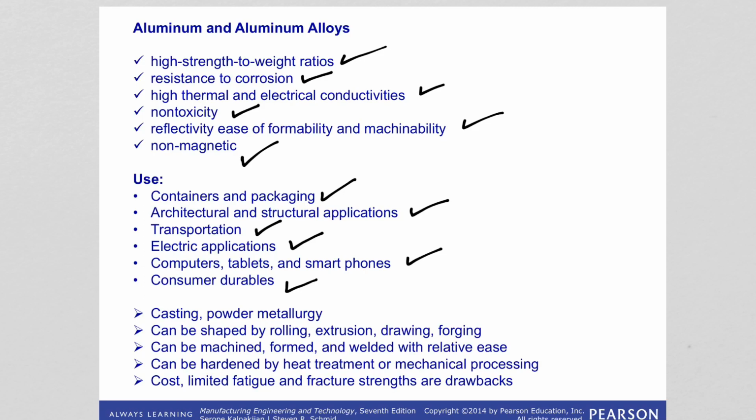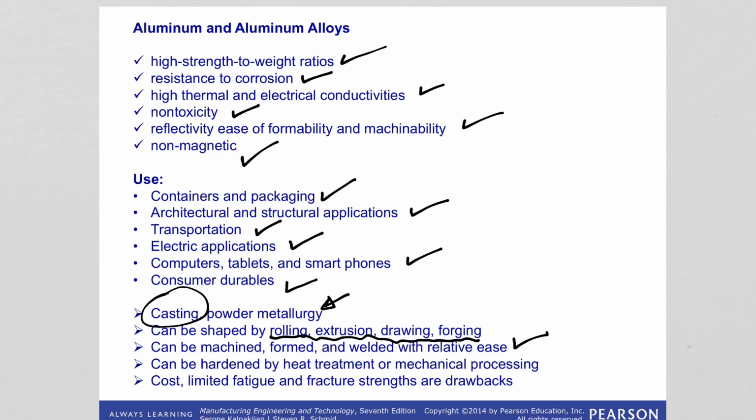Aluminum and aluminum alloys can be cast or manufactured by powder metallurgy, and we're going to see later what these are. They are manufacturing techniques where one uses just melting and casting, and the other uses powders to shape the material. They can be shaped by rolling, extrusion, drawing, forging. Again, manufacturing techniques we're going to learn to shape the ingot. They can be machined, formed, and welded with relative ease.